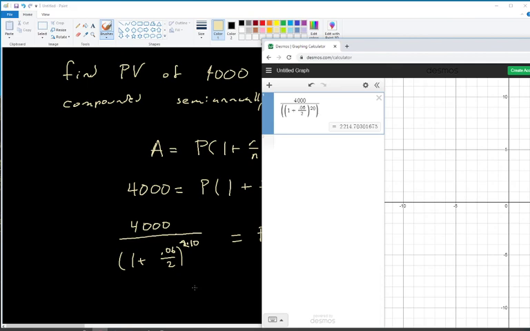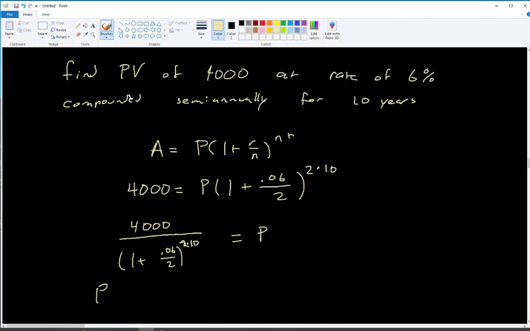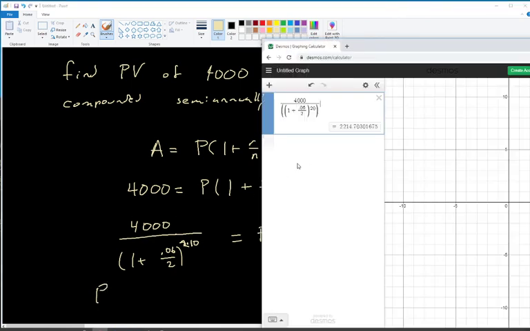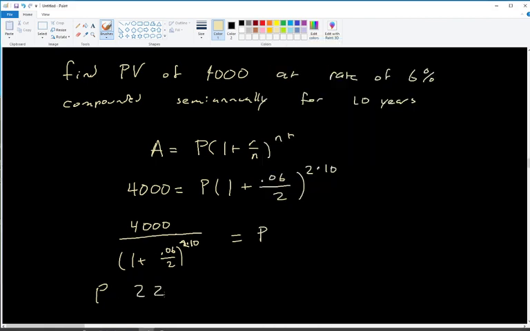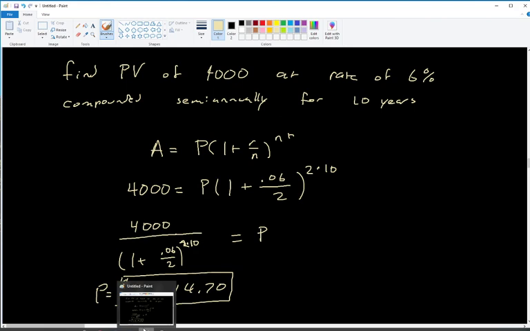Sorry, I dropped my pen here. So that's the initial amount I invested. So 2214.7. So if you invest this at 6% for 10 years, that will eventually grow. The 2214.7 eventually grows into $4,000 over the 10-year period.